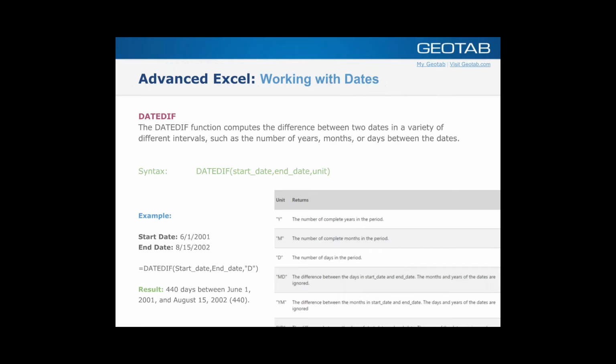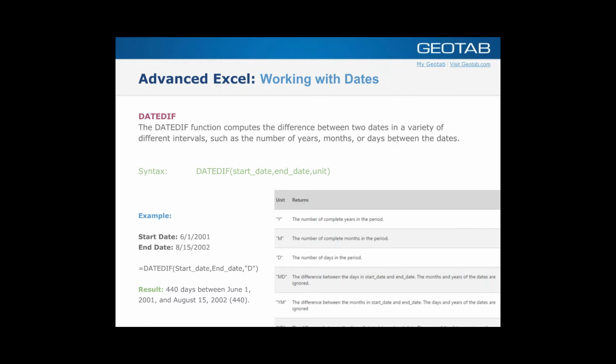So the start date is 6/1/2001, and the end date is 8/15/2002. So obviously the end date is greater than the start date. So in our formula, we would just put in equals date diff, and we would grab the value of 6/1/2001, and the end date we would grab 8/15/2002. And then we've decided we want to look at how many days are in between those two dates. So we just simply put in quotes the letter D. Just as simple as that.